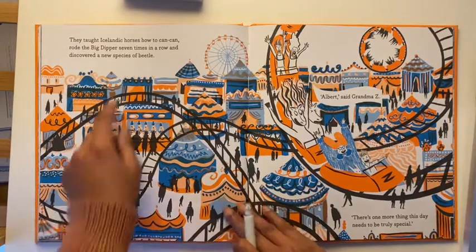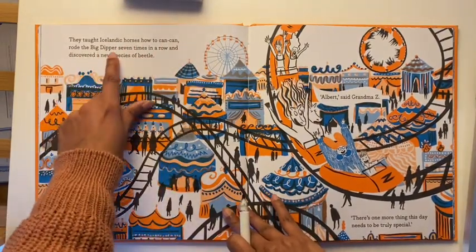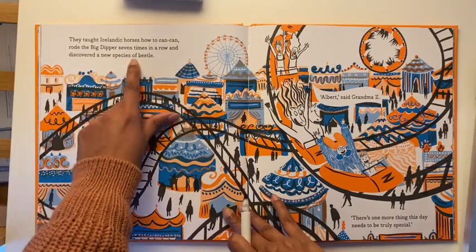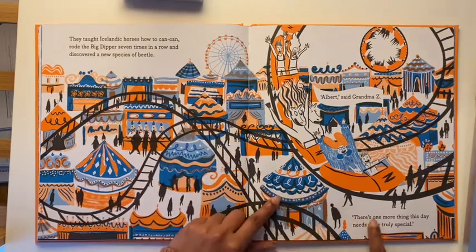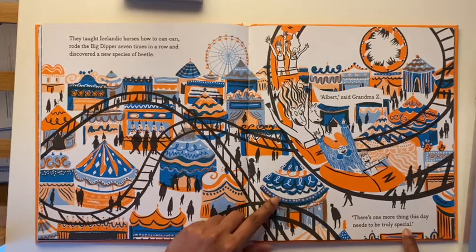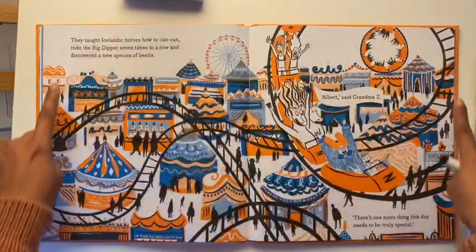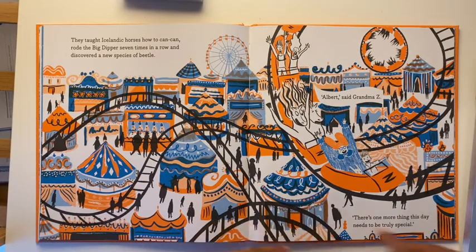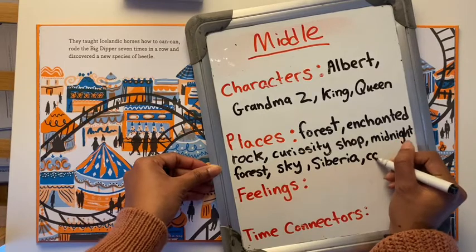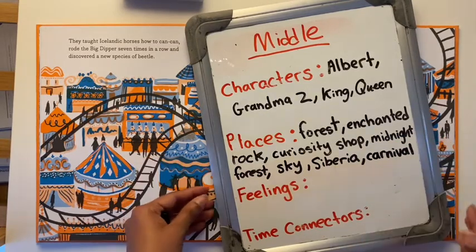They taught Icelandic courses how to can, rode the Big Dipper 7 times in a row, and discovered a new species of beetle. There's one more thing this day needs to be truly special. So this is one of the last places they visited. What do we call this place? That's right, boys and girls. It's a carnival. So I'm going to add carnival right here.